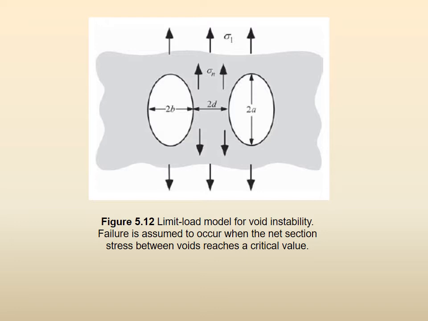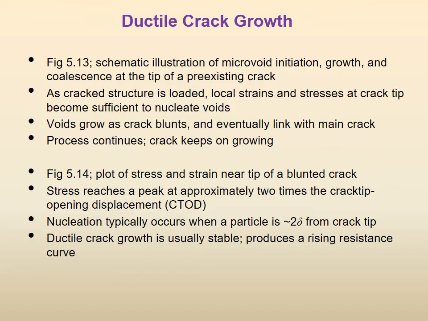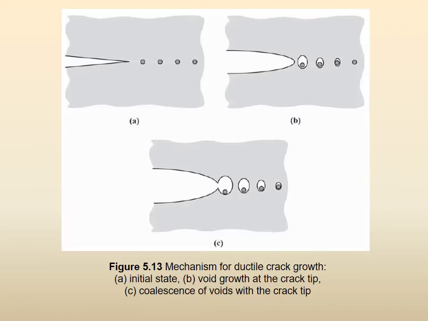We go from the one flaw in the Rice and Tracy model to 2 flaws, so that there is an interaction between the flaws and there is a normal reaction sigma n between these 2 flaws, right? So later on they will coalesce and combine and become a larger flaw. Then based on this, the ductile crack growth, right? So we discussed figure 513 and figure 514, which will be coming up.